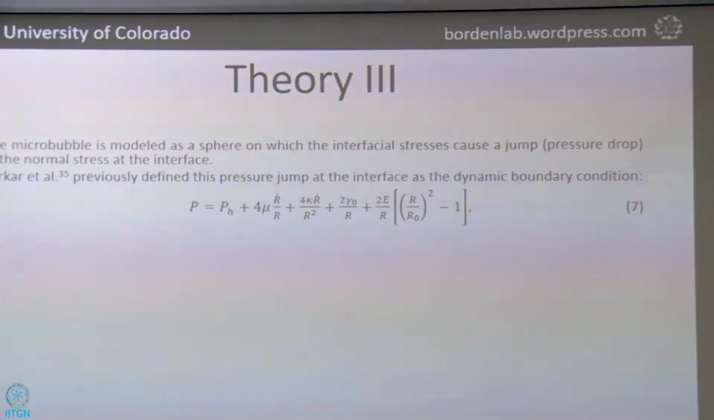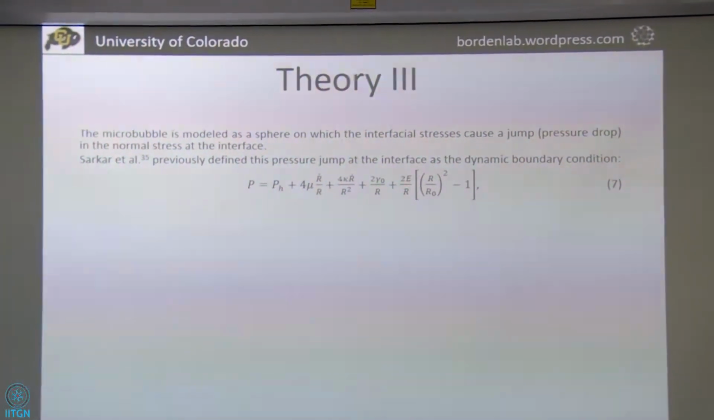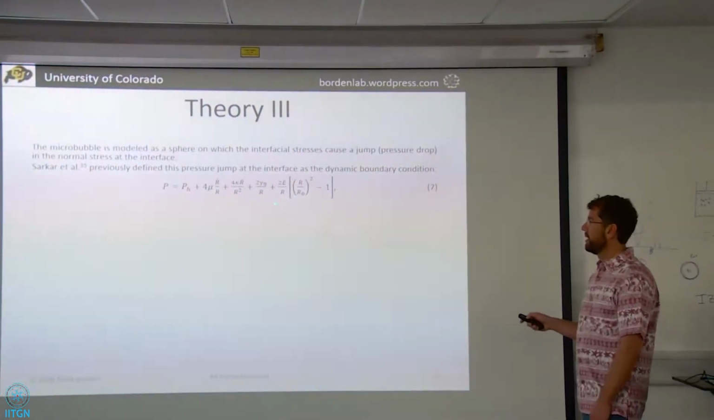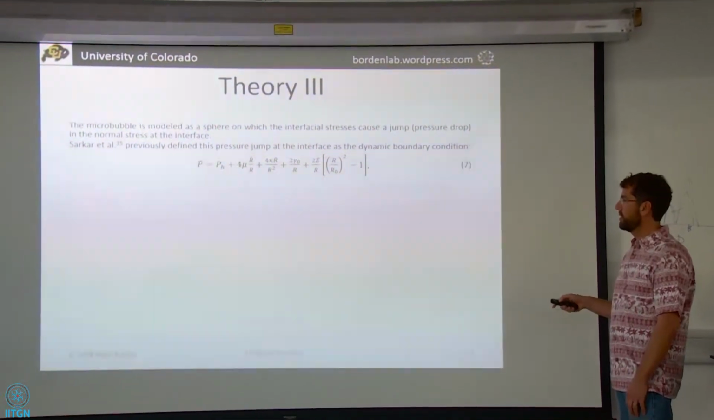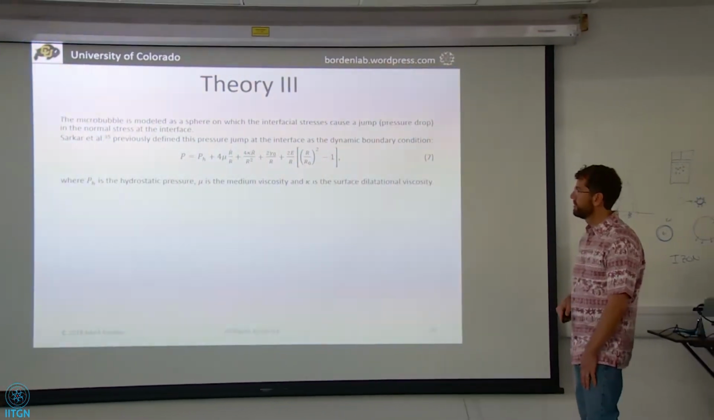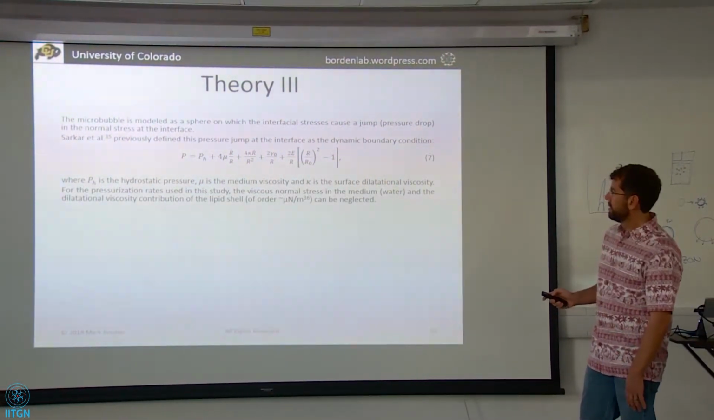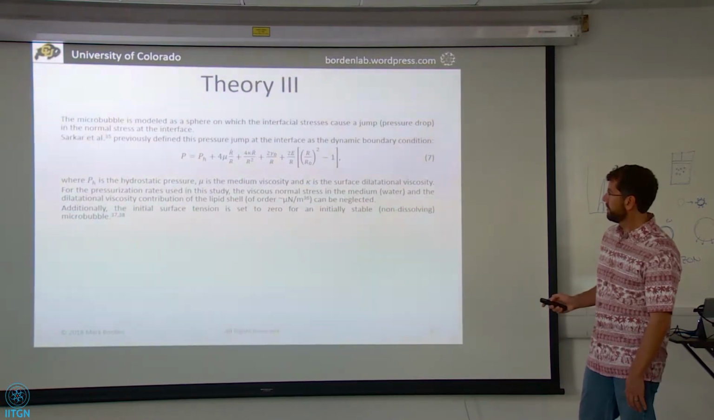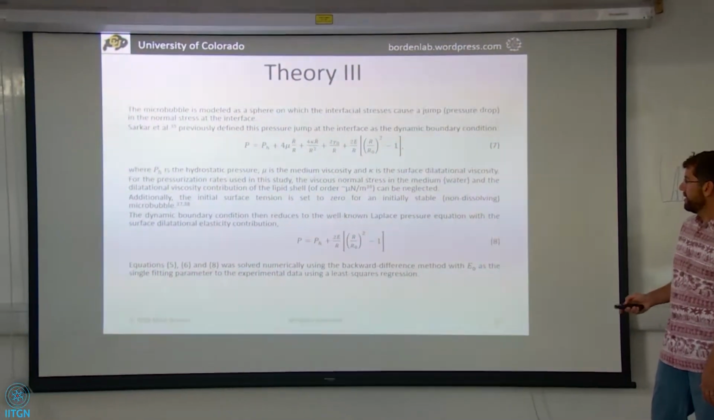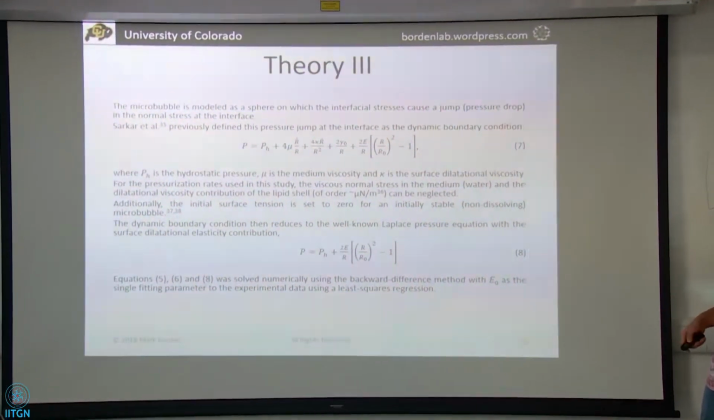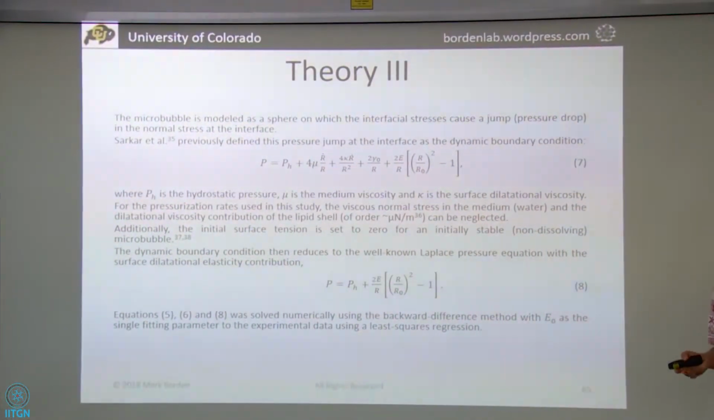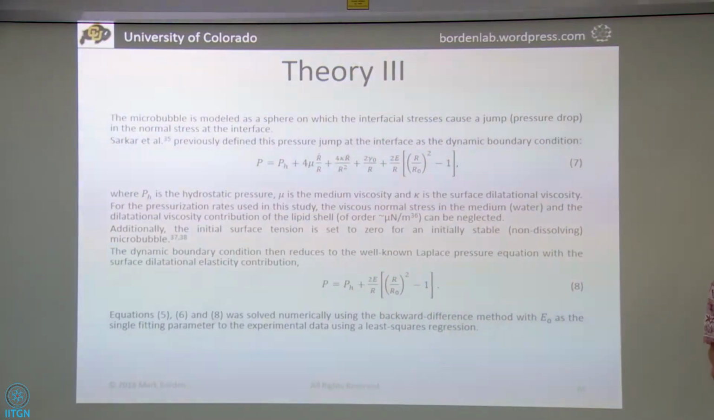Kappa is the surface viscosity of the lipid shell. I showed you data for that in the very first lecture. R dot is relatively small, so that one goes away. We assume that the initial surface tension is 0, so that one goes away. And this is the only thing left, only the elasticity. So this is what we have left. These equations can be solved numerically and fit to the data, and the only parameter that's unknown here is E sub naught, or the initial elasticity.